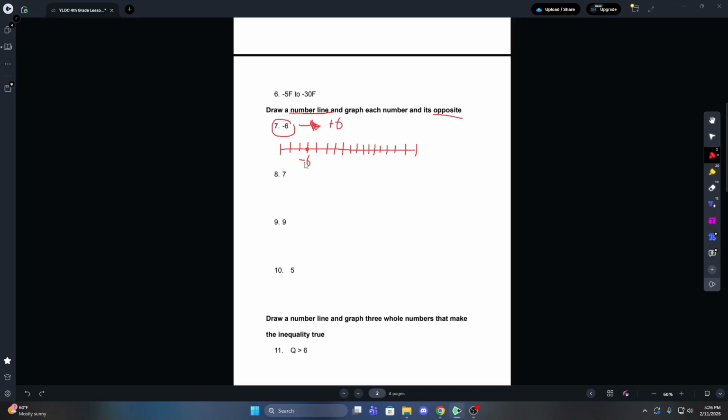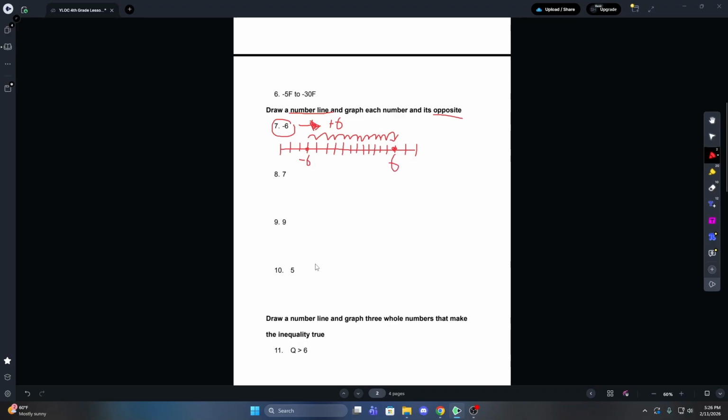And we know that negative 6 to its opposite is going to be itself, or it's going to be adding itself twice, right? Because negative 6 plus 6 is 0. And then to get to its opposite, you have to add another 6. So we're going to count 12 places, okay? 1, 2, 3, 4, 5, 6, 7, 8, 9, 10, 11, 12. This is where positive 6 will be.